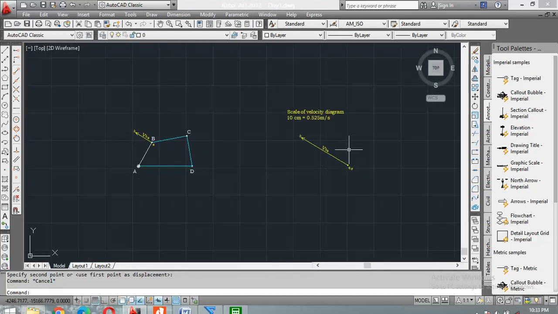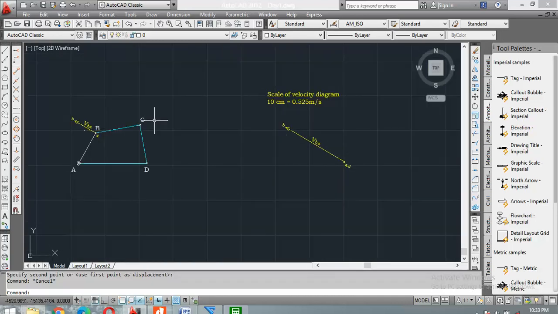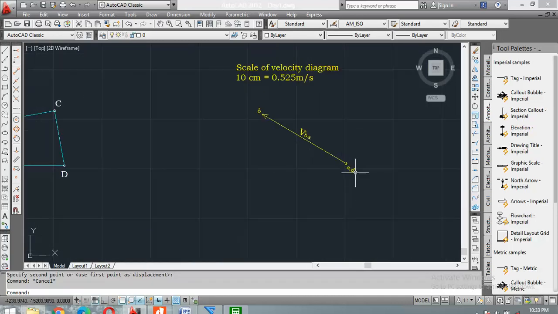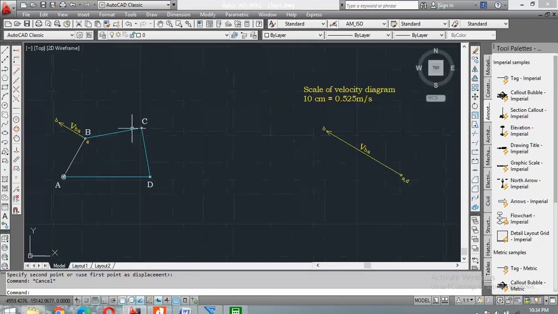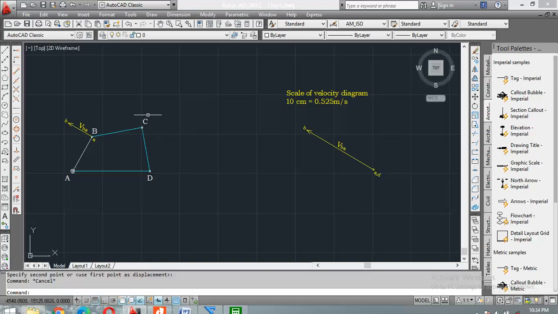So in short, out of these 4 points, at least 3 points are completed. We have A, B, C, D, 4 points. Out of A, B, C, D, the points A, D, B, 3 points are completed. So only C point is left. Chalo, so let us target point number C now.